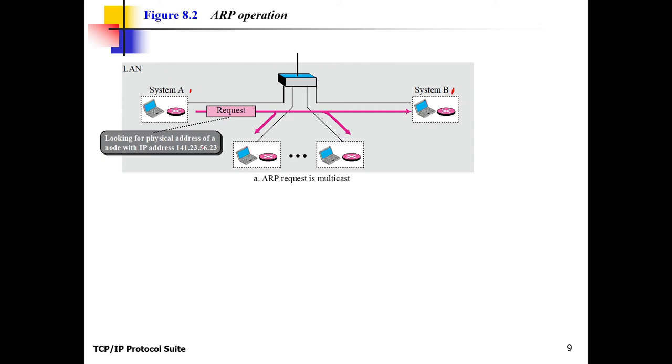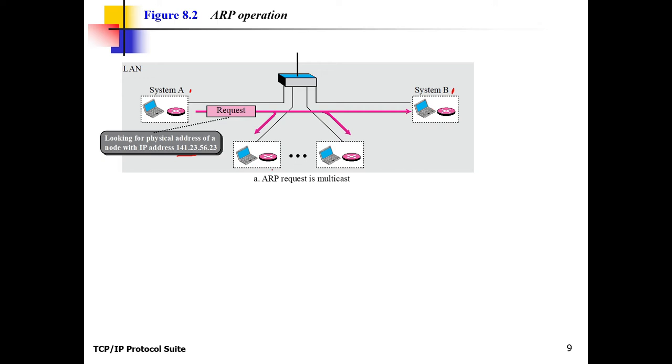So what will happen? System A will do a broadcast looking for the physical address of a node with this IP address. Okay, this is the IP address of system B. It will do a request, which is a broadcast. So it will send a broadcast. This machine will request it. Oh, I'm looking for the physical address for this IP address. I'm looking for the mom of this lost child. All right. Then the same message will go in here. I'm looking for the physical address of this IP address. And it's gonna go in here.